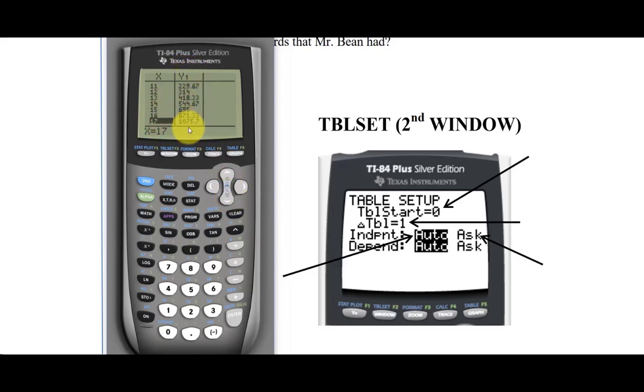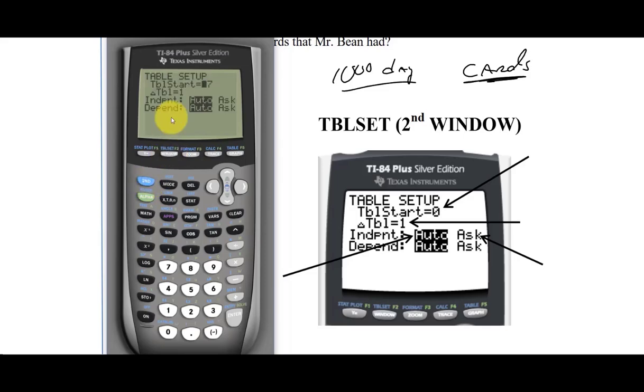If I plugged 17 in, I would get this many cards. If I plugged 20 in, I would get this many cards. Well, what happens if I wanted to find 1,000? After the 1,000th day, how many cards did he have? Okay, let's find that out. If you didn't know about this menu, TBLSET, then you would have to scroll up until 1,000, or just plug 1,000 in. But here's how you can do it faster. Hit second, TBLSET. I want the table to start at 1,000 because that's what I want to know.